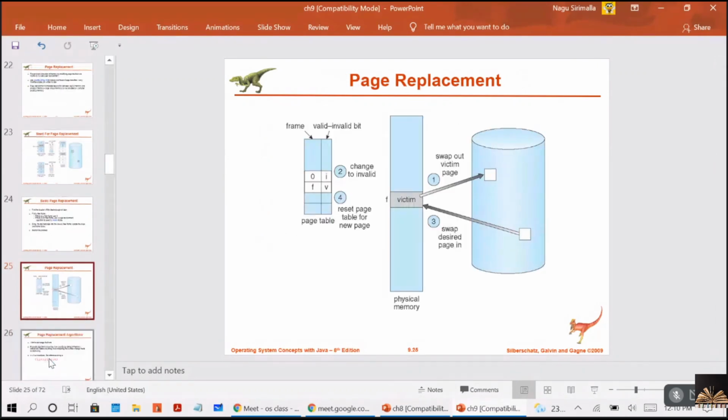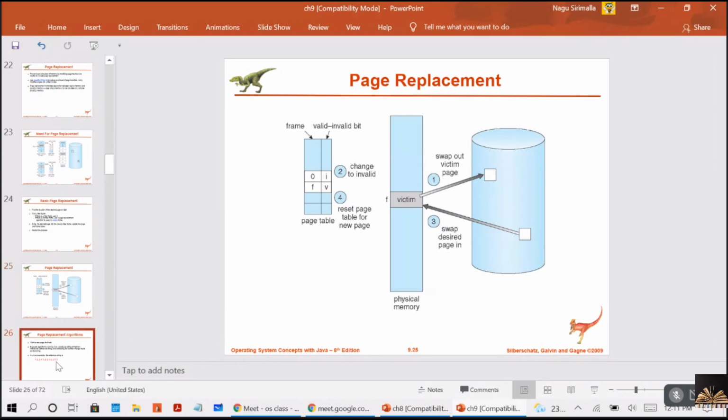Now coming to this, when you find the victim, it has to be swapped out and the desired page swapped in. When you are swapping in, update that in the page table. You are getting me, guys? Because you are taking it out of the main memory, make it an invalid bit. Why? Because it is not available in the main memory now, since you are swapping out. When you swap out, change its bit to invalid. When you swap in, make that particular page's bit valid.